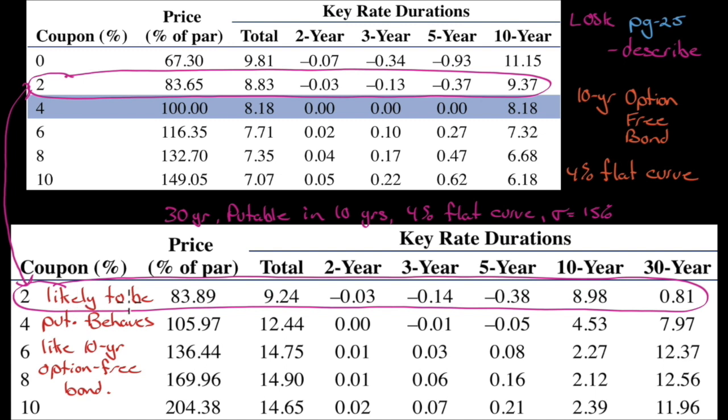Well, at 2%, it is likely to be put. Because it's got a price of 83.89, you can put it at par. You can put it at 100, and you can reinvest that money getting 4%. So it'll behave like a 10-year option-free bond with a 2% coupon. So look at the 2% coupon, 30-year puttable. First put is 10 years. Look at a 10-year straight bond, no option, just a 10-year straight bond with the same coupon: 83.89, 83.65. Total duration 9.24, 8.83. Look at all the key rate durations. Very, very close to the same thing. The 10-year, 8.98, 9.37. So we can see the relationship between first exercise and duration, and how it would behave if it's in the money. Basically, pretty much like a straight bond with the same tenor as the bond to first exercise.